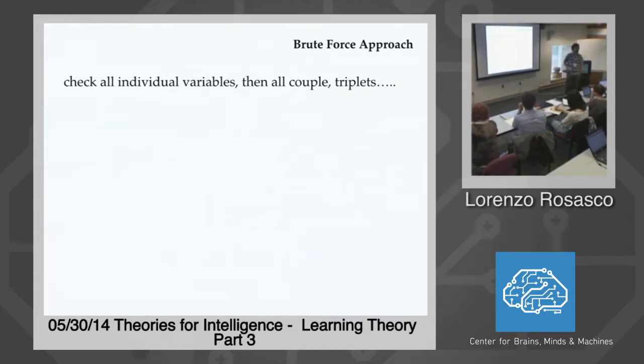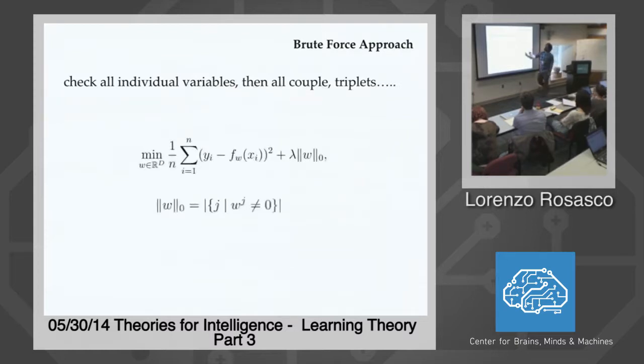You try all possible combinations, and it turns out that this can be written in this way, as a least squares problem, where this Sw is just a linear function, and this is the so-called zero norm. Basically, it's not really a norm, and it just counts the number of coefficients which are different from 0. So you give me a vector, and the zero norm of the vector is how many Wj are different from 0 in that vector. It's just good to know that it exists for what we're concerned with right now.